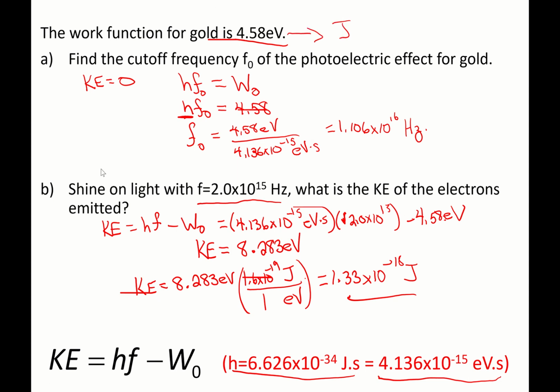Okay, so while I was looking at that, I noticed that I made a mistake up here in writing my number. This is 1.106 times 10 to the 15 hertz is my minimum frequency. Okay, so obviously, if it were 1 times 10 to the 16 hertz, and I shone on 2 times 10 to the 15 hertz, that would be too low, and so we wouldn't get any electrons emitted. So my answer there should have been 1.106 times 10 to the 15, not 10 to the 16 hertz.